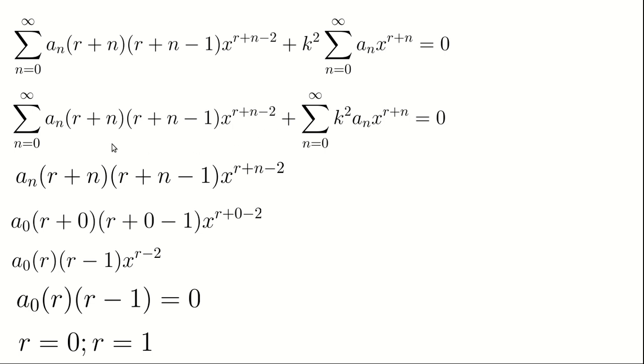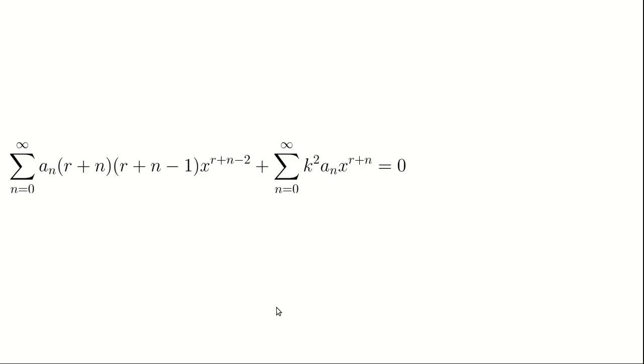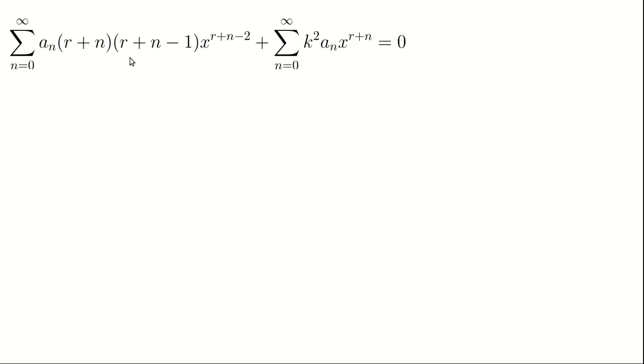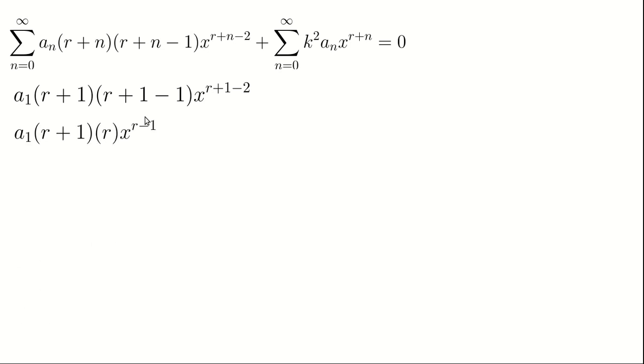We need to get the initial equation for a0 and for a1. So let's see how a1 will look. We'll go back to this expression and simplify by setting n equal to 1 for these parts. If we simplify these parts, it gives us a1 r plus 1 r; these two will cancel out to give us r, then x^(r-1).